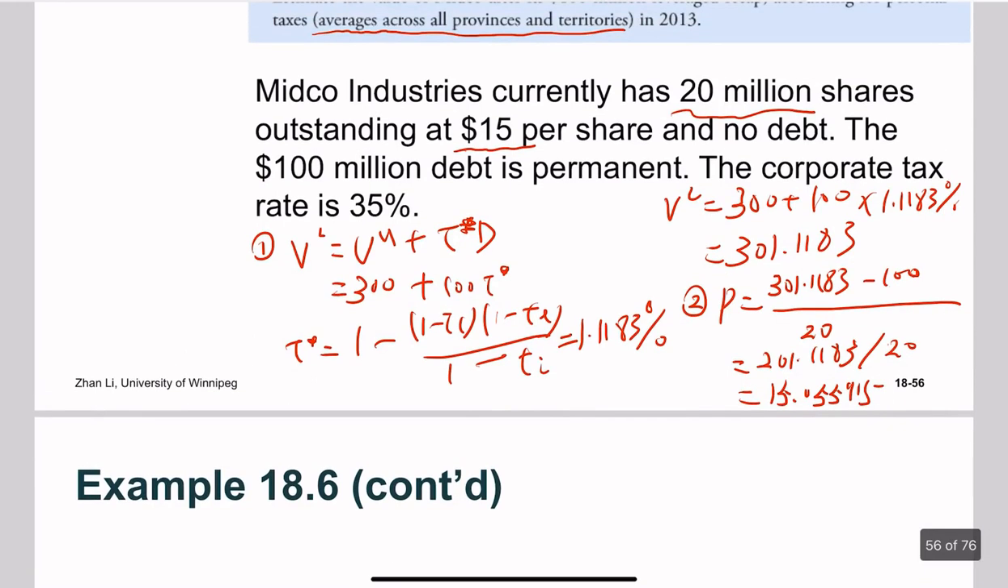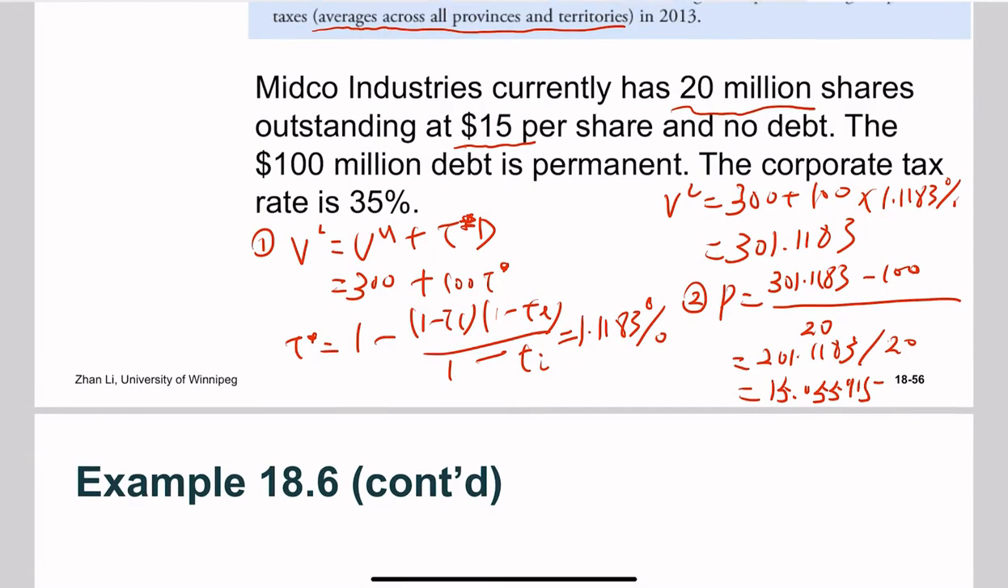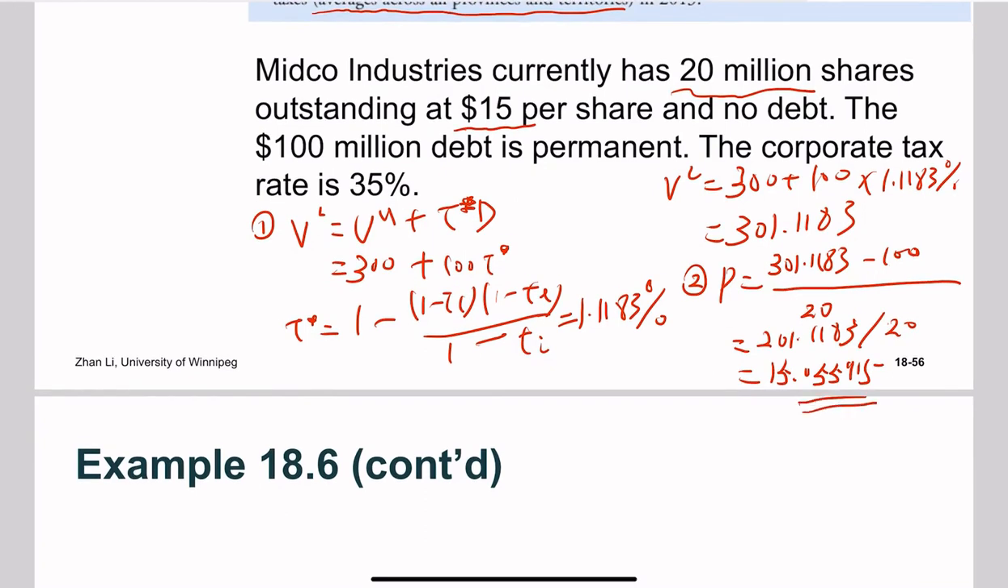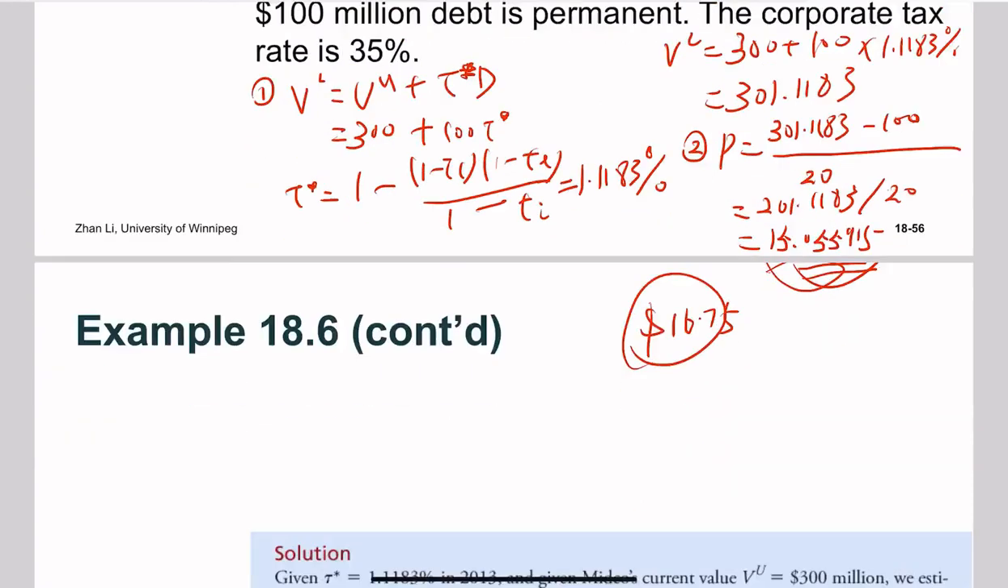So you can see that for this leverage recap example, after you factor in or consider the effect of personal taxes, the stock price increase actually becomes very small. Remember, our previous answer to this type of question was $16.75, right? When there were no personal taxes. So it's a very large difference.